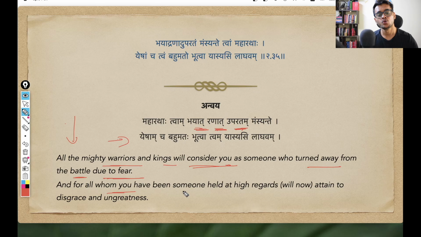And for all whom you have been someone who was held in high regard, but now, tvam yasyasi laghavam, you will attain disgrace. You will attain ungreatness. Okay, laghava, smallness. That is ungreatness for a warrior.